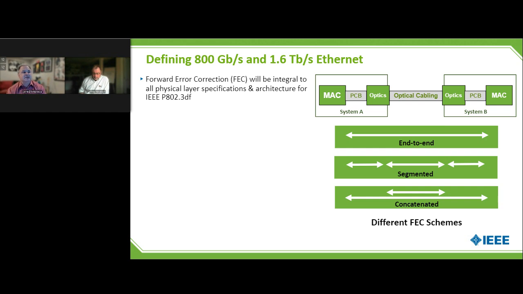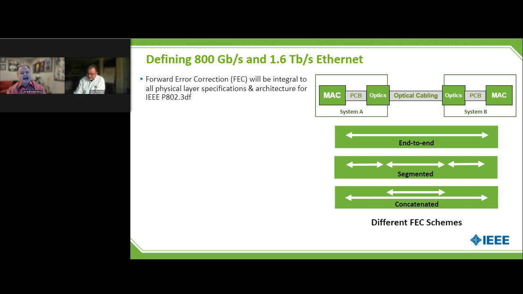But there's lots of different schemes. If I look at this simple example that I have right here, where I have a MAC talking to the optics through an AUI and then going over optical cabling, these are just some of the different FEC schemes that are out there. There's what's called an end-to-end scheme, where you would have FEC in the MAC and it goes all the way to the other MAC. You might have segmented, where the FEC gets terminated and then re-FEC'd with a new FEC code somewhere else. You can imagine the MAC, the module, the MAC.